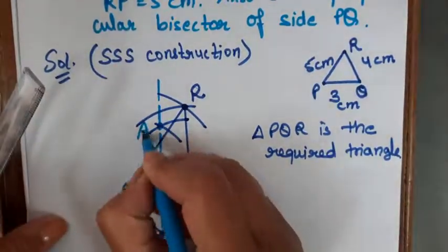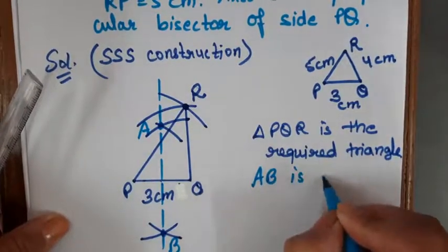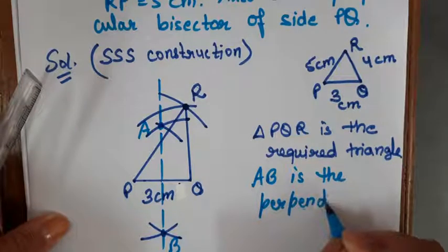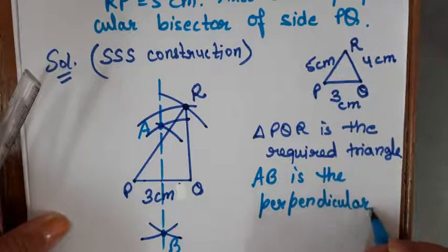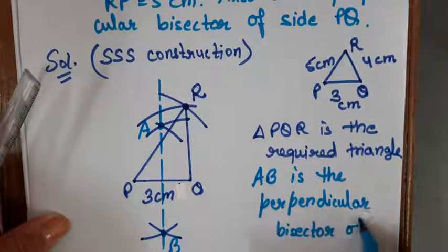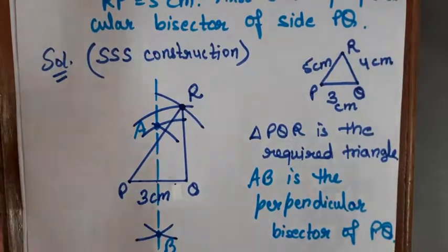You can name it point A, point B. AB is the perpendicular bisector of PQ. Right, this completes this question.